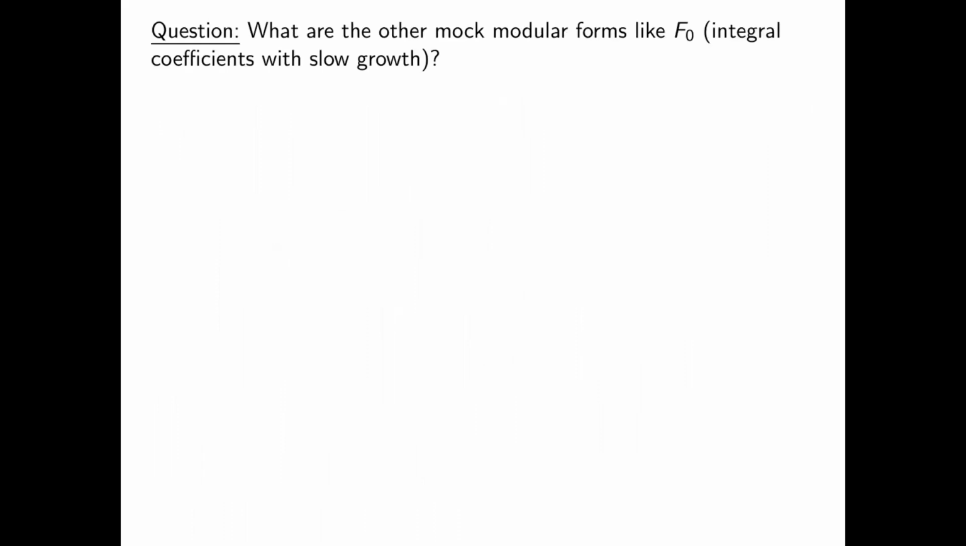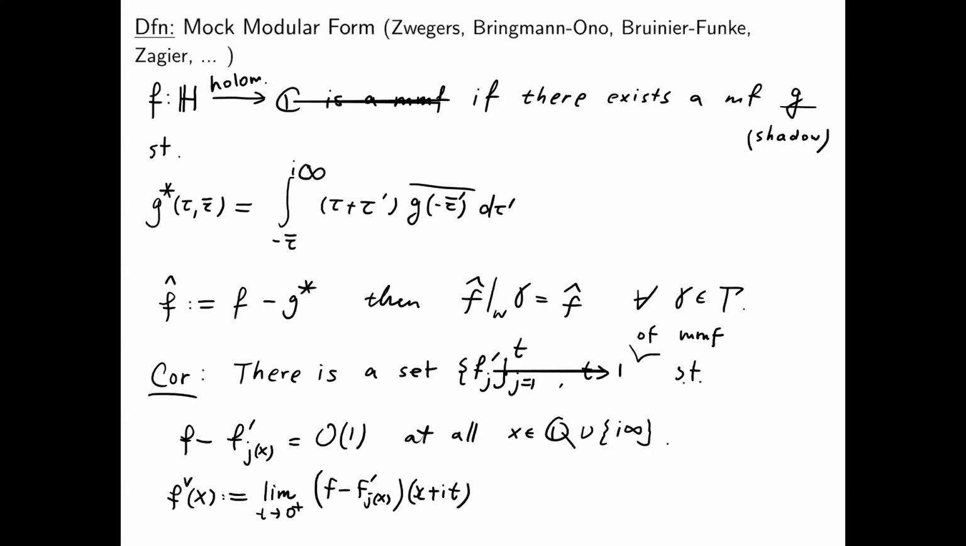So also from Mach forms, we can derive such a function. So now maybe we want to know what are the other Mach modular forms, like F0, which means that it has integral coefficients and it has very slow growth. Okay. I've got a question. Yeah. The previous slide. Yeah. Shouldn't you add the shadow to the Mach modular form? Well, then I can just change G to minus G. Okay, that's, so minus G is also a modular form, so it doesn't matter. It's just slightly more convenient for what I do. Okay. Yeah.